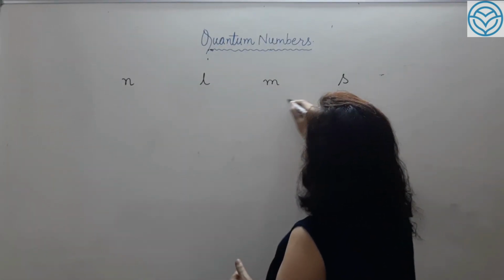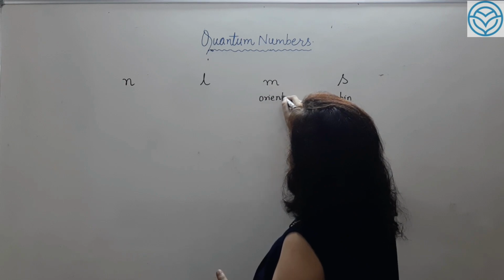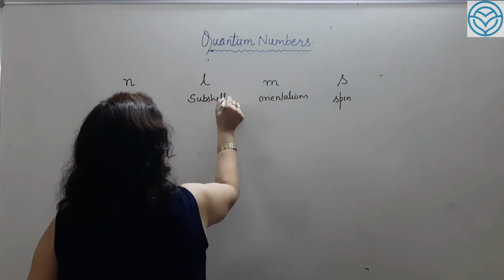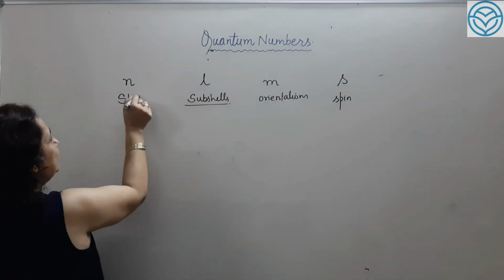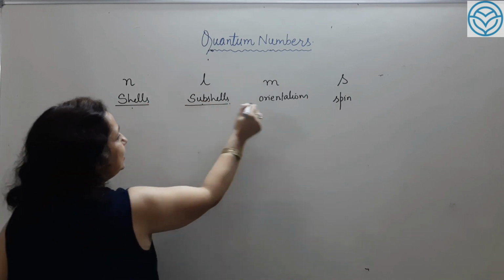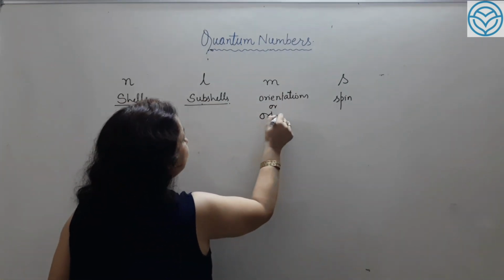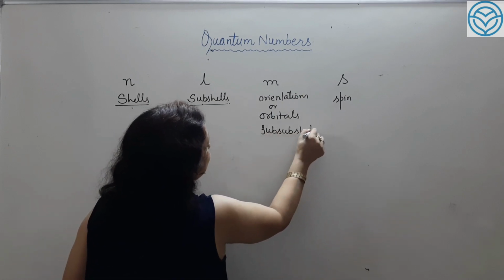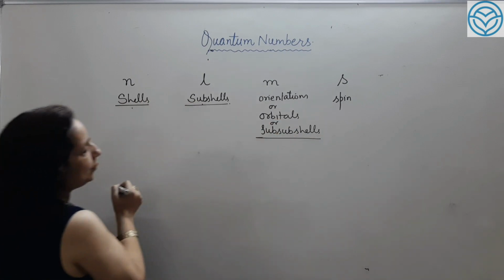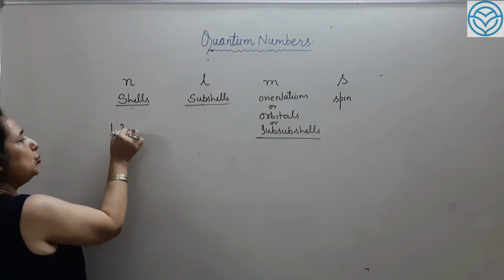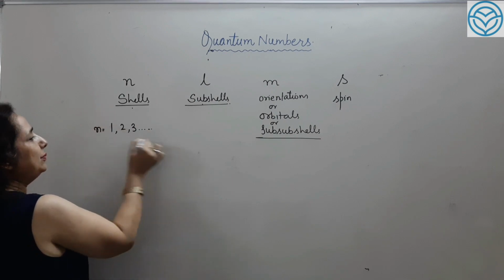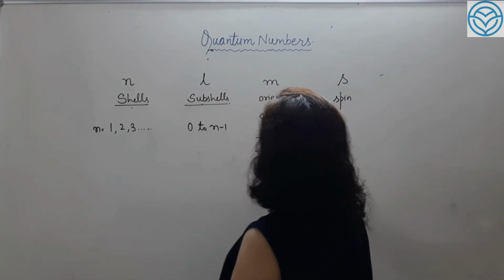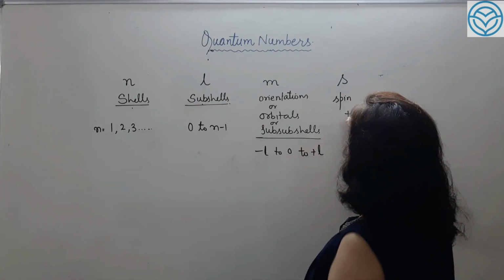Spin, orientations, subshells and shells. Shell, subshells, orientations or orbitals, sometimes also named as subshells. It is 1, 2, 3, 4, 5, 0 to n minus 1, minus n to 0 to plus n, and plus minus half.